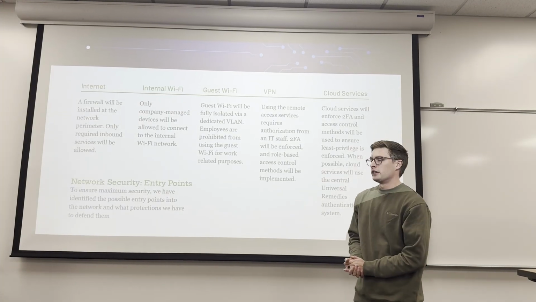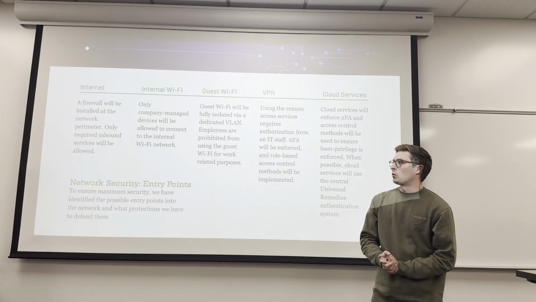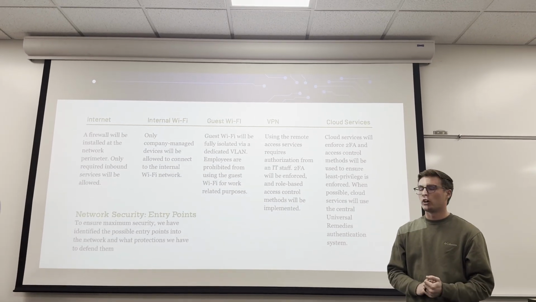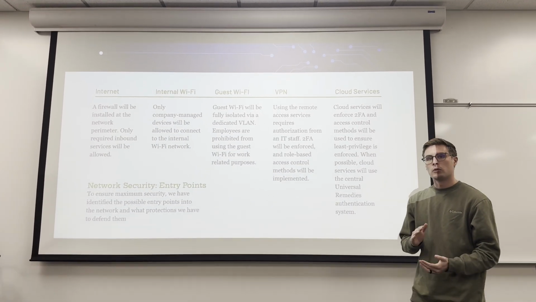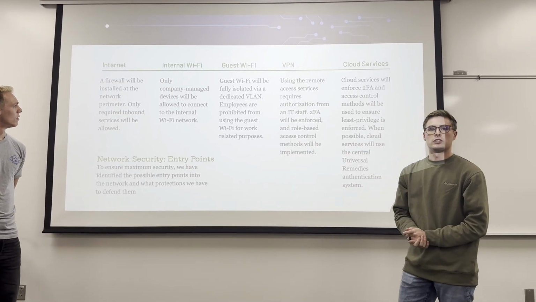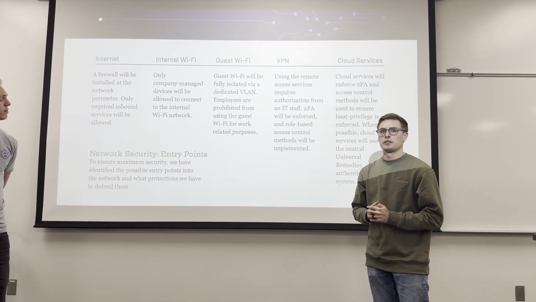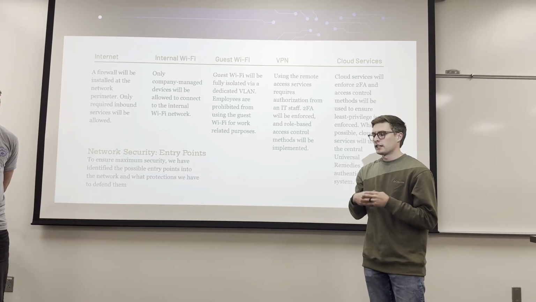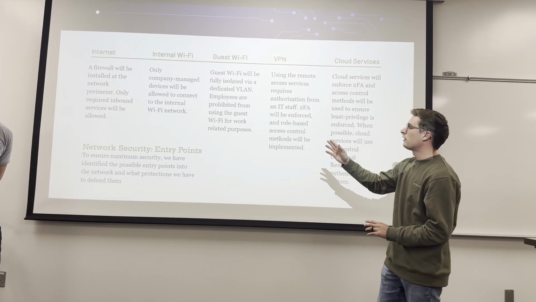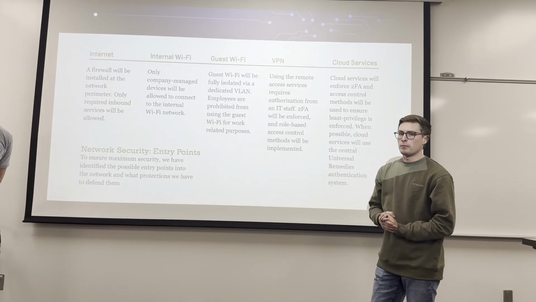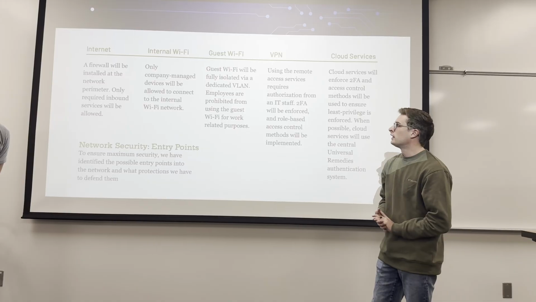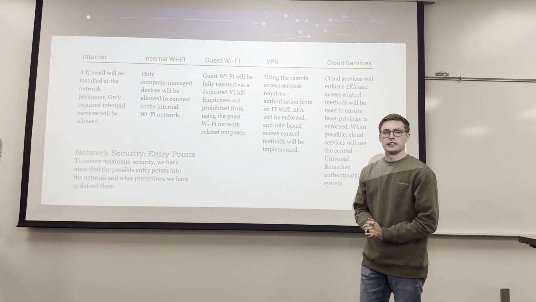Okay, so the actual network security. We identified the main entry points that someone could get into our network, and then we decided to harden those entry points and make sure that they were extra secure. So, getting in through the internet, we made sure that firewalls are installed. Firewalls block all of the traffic coming in, except for what we explicitly say is allowed to come in. Internal Wi-Fi, we made sure that only company managed devices will be allowed to connect to the internal Wi-Fi network. That'll ensure that no rogue devices get in.